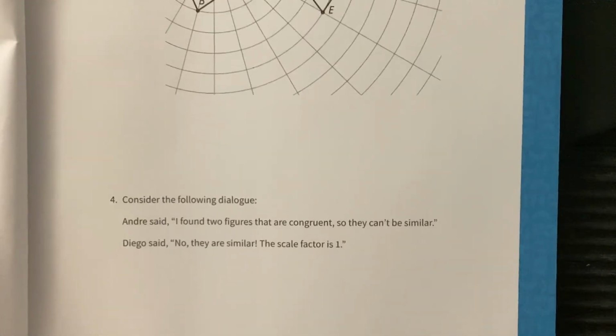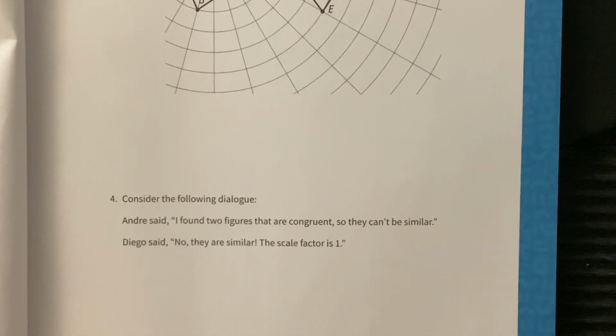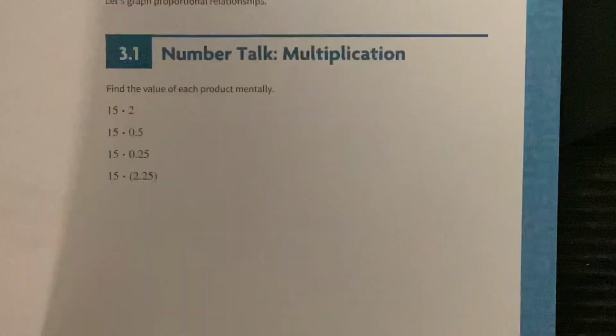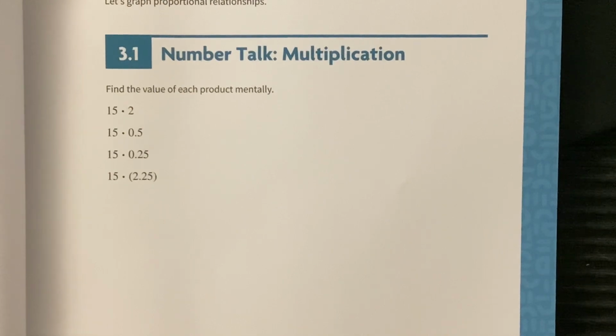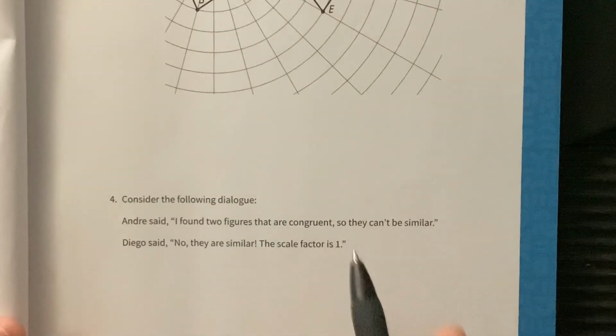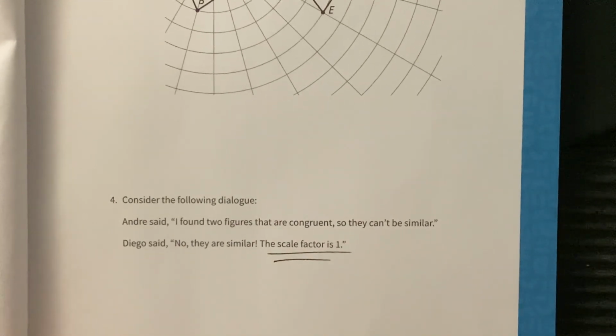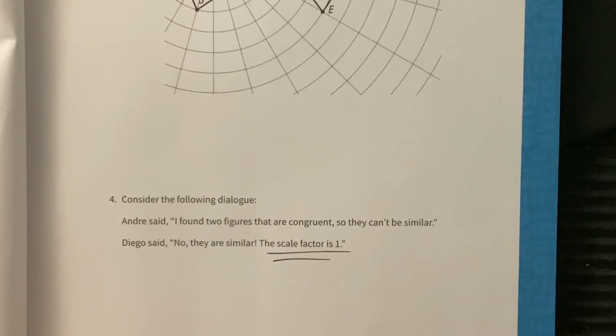And the last one: I found 2 figures that are congruent, so they cannot be similar. Diego said, no, they are similar. The scale factor is 1. Who is correct? Use the definition of similarity to explain your answer. So the question is, can you have a scale factor of 1?